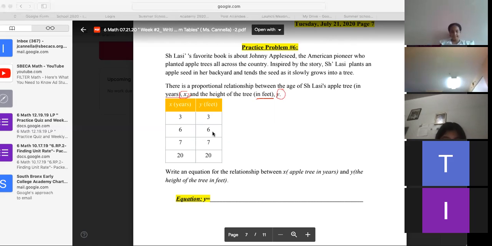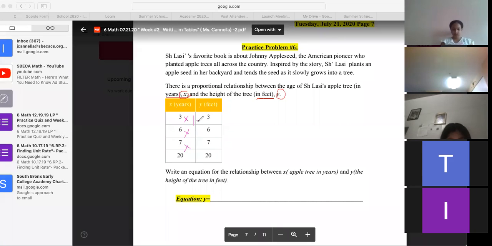What does it now say to do? You didn't finish. Keep reading. Write an equation for the relationship between X, the age of the apple tree in years, and Y, the height of the tree in feet. All right, Jaden, how do we go from 3 to 3? What do we have to do? Multiply by what? 1.